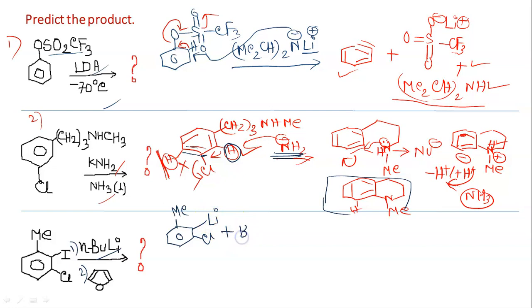plus BuI. Now there is minus LiCl. So we are getting a triple bond benzene. Fine. Next, what we have?